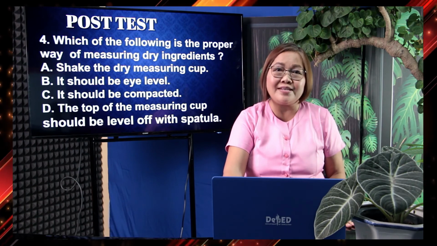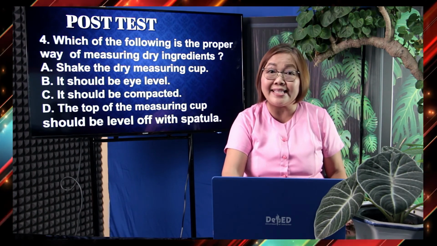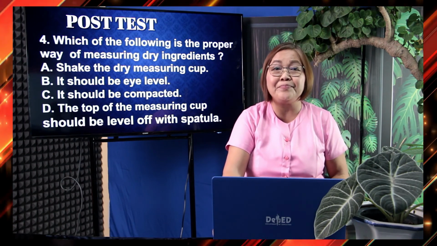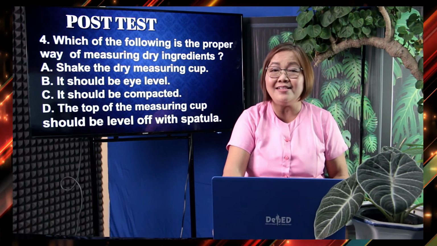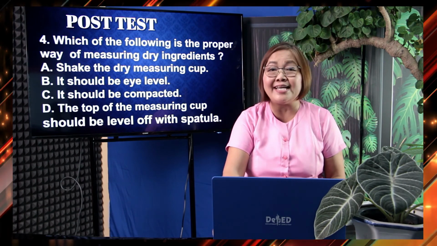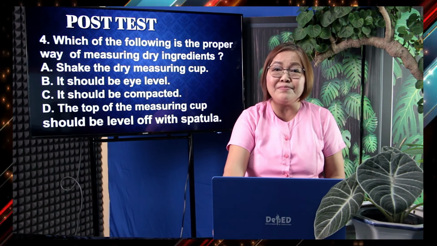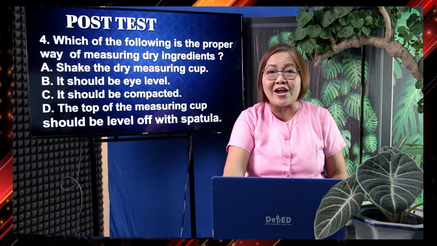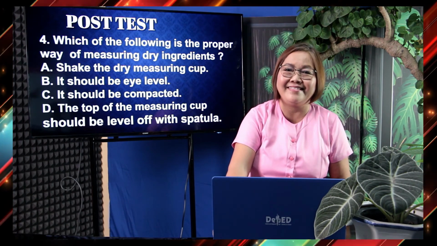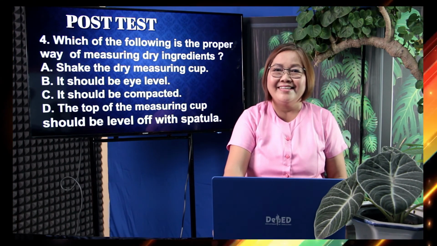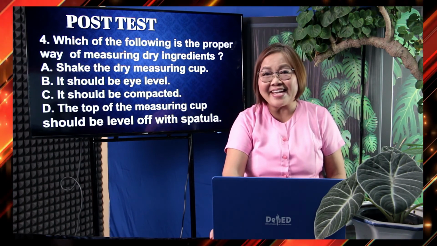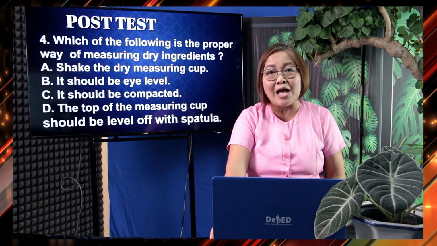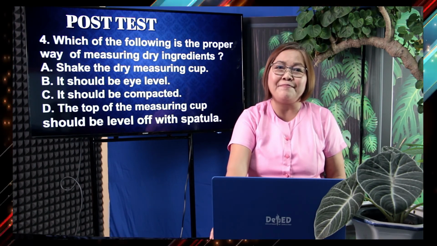Okay, next. Question number 4. Which of the following is the proper way of measuring dry ingredients? A. Shake the dry measuring cup. B. It should be eye level. C. It should be compacted. D. The top of the measuring cup should be level off with the spatula. Time starts now. Time's up. The correct answer is letter D. The top of the measuring cup should be level off with the spatula.